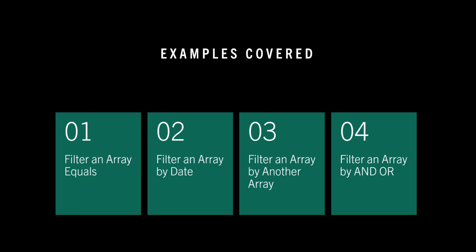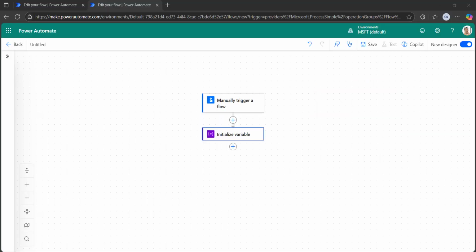So let's open the Power Automate homepage. You can see, I have already opened my Power Automate homepage, where we can build the flows and add triggers and actions into it. The first example that we are going to discuss here is filtering an array by equals operator.